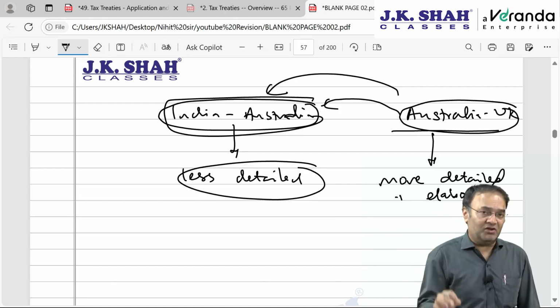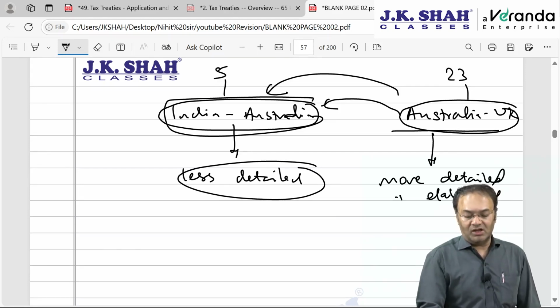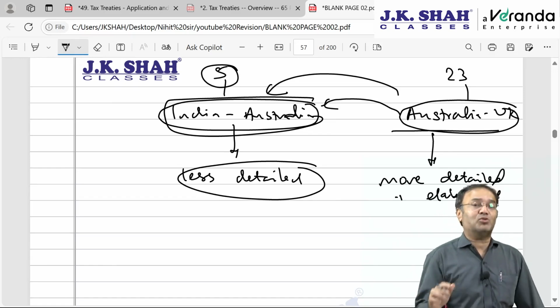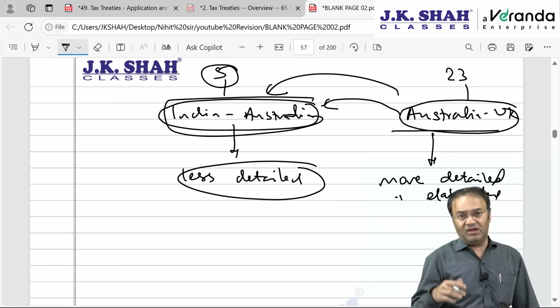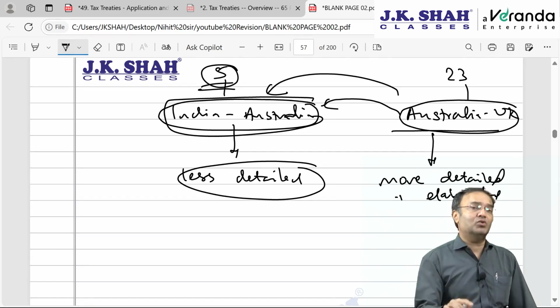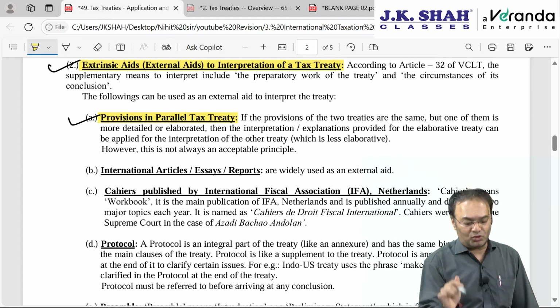Why is each and every word not incorporated here? This treaty runs into 23 pages, this treaty runs into 5 pages on the same line. Then why is this treaty not also running into 23 pages? Why are exactly the same provisions not incorporated? Maybe the intention of the parties was to cover only this much. That's why only this much is covered. Therefore, the extra 18 pages in this treaty should not be applied forcibly. That's what most countries think.